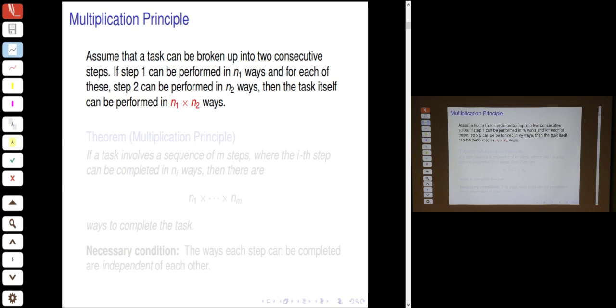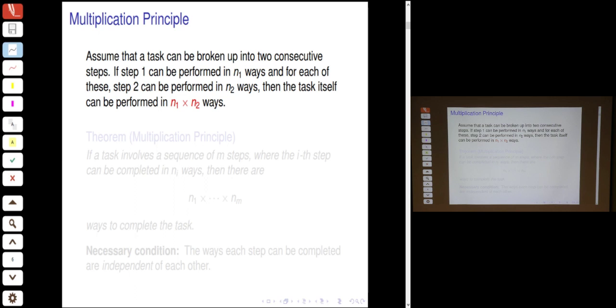The general principle is called the multiplication principle. It says this: assume a task, like you dress yourself, can be broken up into 2 consecutive steps. If step 1 can be performed in n1 ways, it's like you put on the coat, there are 2 ways. And step 2 can be performed in n2 ways. It's like put on the hat, you have 3 ways. And then the task itself can be performed in, this is multiplication, 2 times 3, 6 ways. So this is a very easy principle.